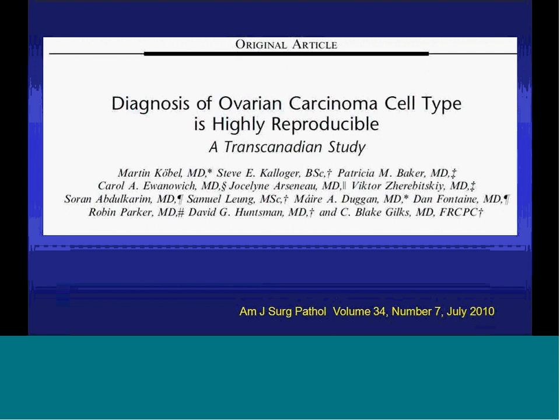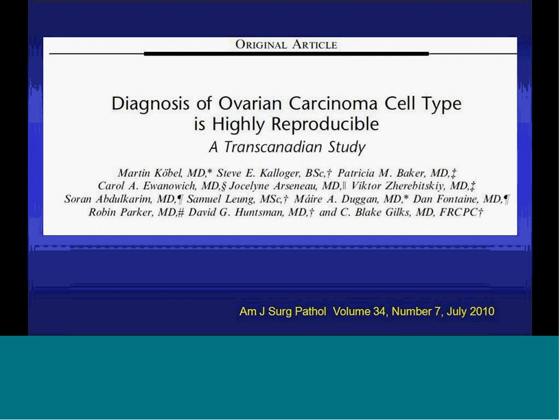I think one of the best studies that I've seen out there is this one from the Canadian group led by Blake Gilks, and I think many of you will recognize some of the names that were involved in the study. And I think this is a good paper because it brings together so many of the concepts around ovarian cancer grading, but also talks about reproducibility. I think most people would agree that in order for a pathologist to get important, clinically relevant information, it's very important that we do that in a reproducible way.